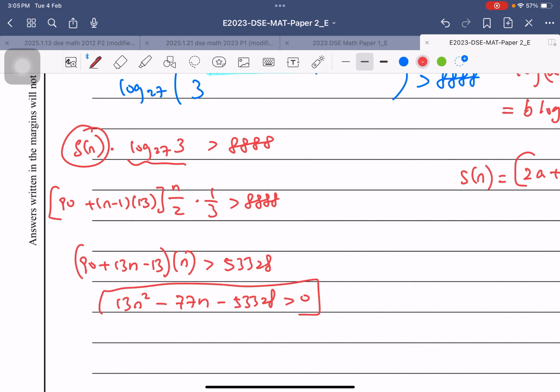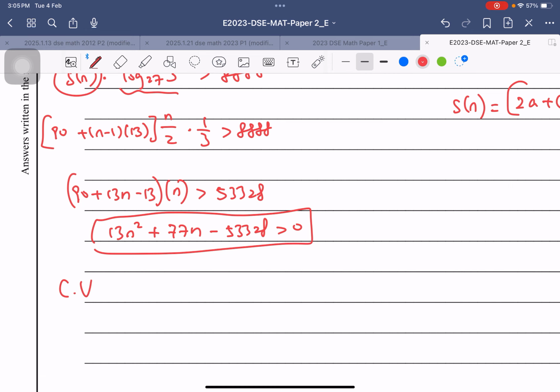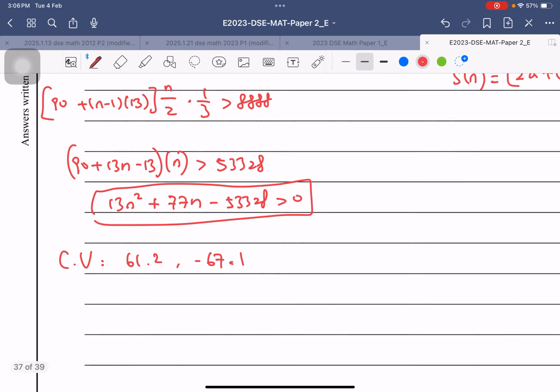So what's this? This is the quadratic inequality. Remember? Sorry, this is plus. And then you need to find out the critical values. Remember? Find out the critical values by using formula 1. They didn't say in the third form, so you can just use formula 1. So 13, 77, negative 53328. So the critical value is going to be 61.2, and the second one is negative 67.1.